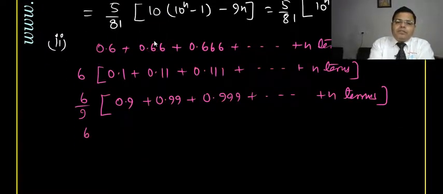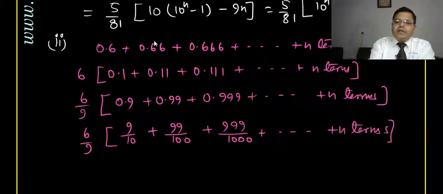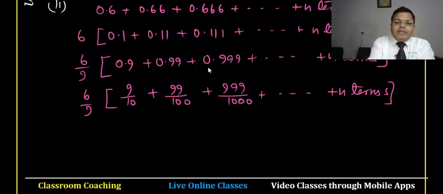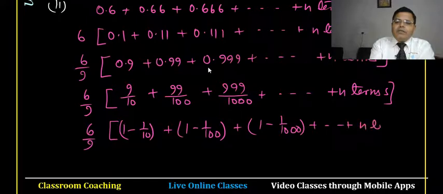Now 0.9 means 9 by 10, this is 99 by 100, this is 999 by 1000, like this up to n terms. Just for simplification, I have written this step; otherwise, there is no need. We can write it as 6 by 9 into 1 minus 1 by 10, then 1 minus 1 by 100, then 1 minus 1 by 1000, like this up to n terms.